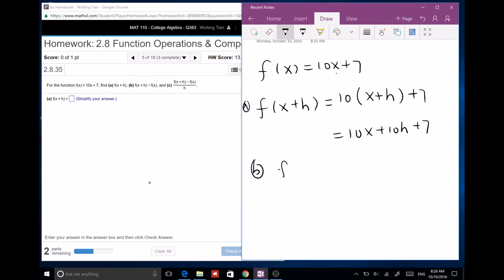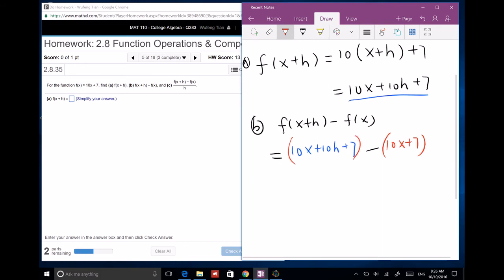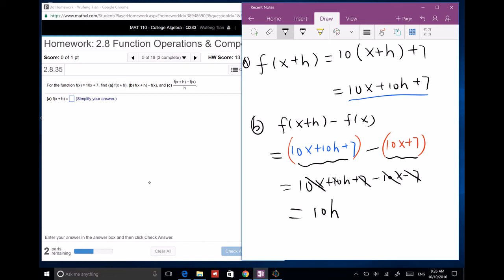Second question, this is A. B is, what is f(x plus h) minus f(x)? First is f(x plus h), we just got it here, so it's 10x plus 10h plus 7. Then minus f(x), which is 10x plus 7. You have to put them as a whole function. Then simplify: 10x plus 10h plus 7 minus 10x minus 7, cancel. So the final answer is 10h.